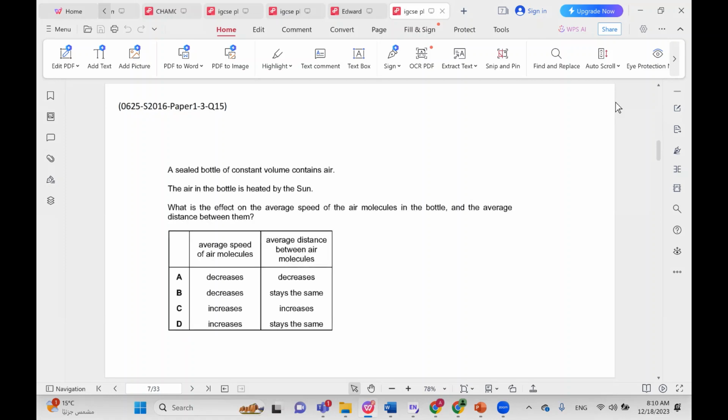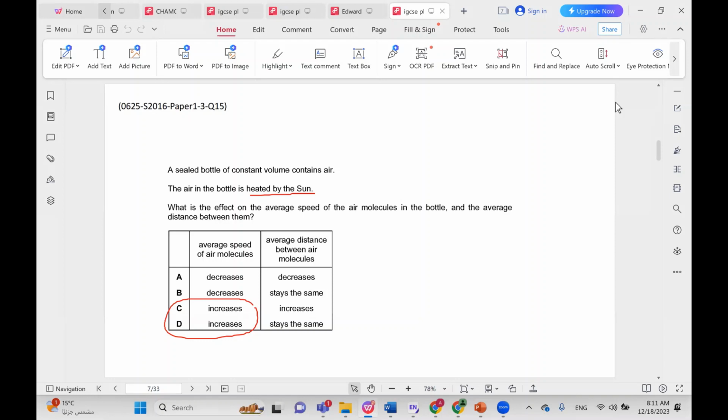A sealed bottle of constant volume contains air. The air in the bottle is heated by the sun. What is the effect on the average speed of the air molecules and the average distance between them? So this is important. First of all, like we said, if something is heated, its temperature increases, so the average speed of the molecules increases. But what's confusing here is that most people will probably choose to go with C, because as the speed increases, they imagine that the distance between the molecules increases as well. But this is incorrect. Why is that the case?